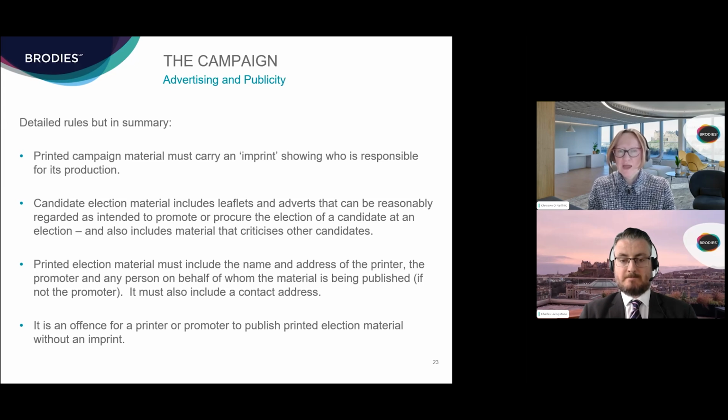that material. We're talking here about what's called candidate election material, so leaflets and adverts that can be reasonably regarded as intended to promote or procure the election of a candidate. And that, importantly, includes material that criticises other candidates. And the way this is enforced is by putting a burden on the printer and promoter, because if they publish election material without an imprint, they may be guilty of a criminal offence.